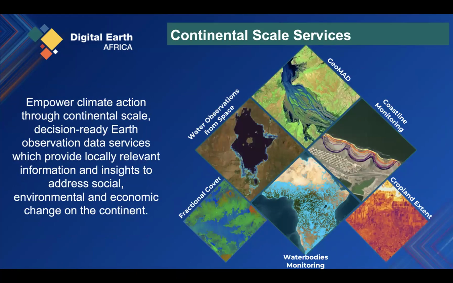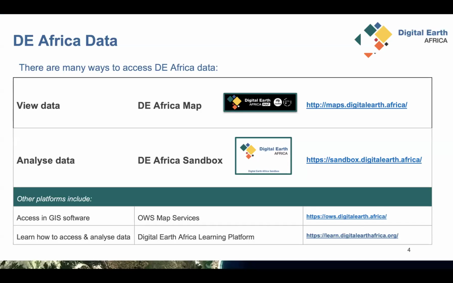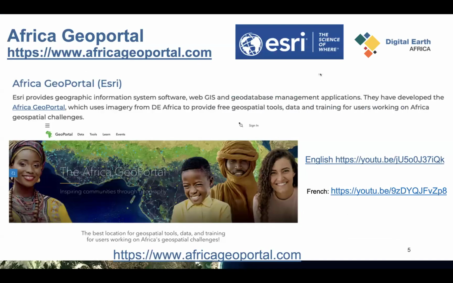Digital Earth Africa has created continental services, which are helping to empower countries in climate action. So we have the coastline service, we have the water bodies, the water observation from space, fractional cover, and cropland. Most of these services, we work closely with Esri as our partner to share these data sets on the Africa GeoPortal. So access to Digital Earth Africa data is possible through the Digital Earth Africa map, the sandbox, as well as your own GIS software, which will be using the open web map services, as well we have our own learning platform. For the purposes of today, we look at Africa GeoPortal, which is empowering communities and science everywhere.